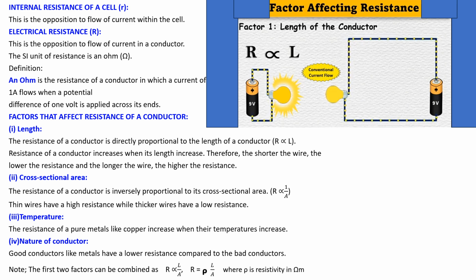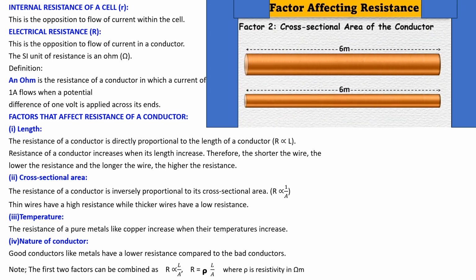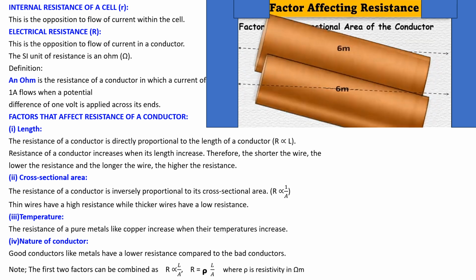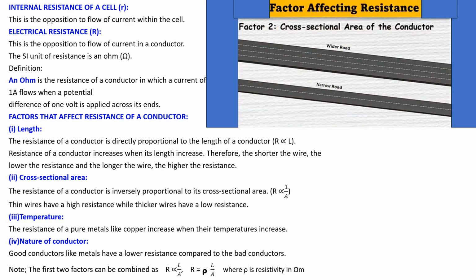So the length of the conductor is directly proportional to resistance, or resistance is directly proportional to length. Cross-sectional area is the next thing. This one is of length 6, but now they have different diameters.